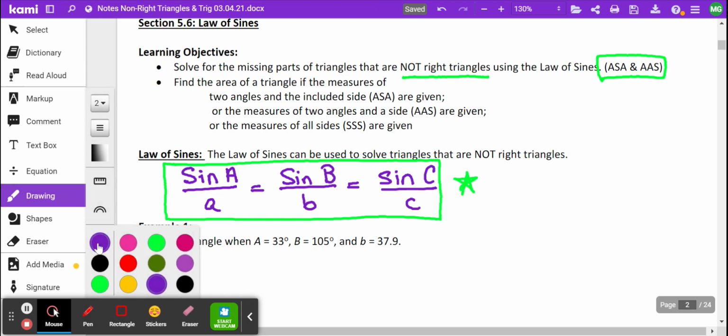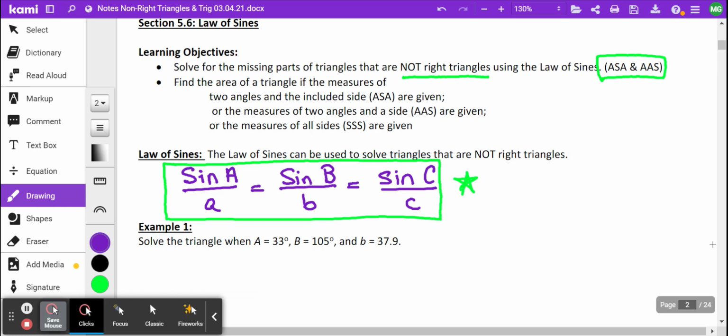And basically it states that the sine of angle A is to A as the sine of angle B is to B as the sine of angle C is to C. And when we're solving this, we'll only be using two of these fractions, not all three at the same time. So let's take a look.